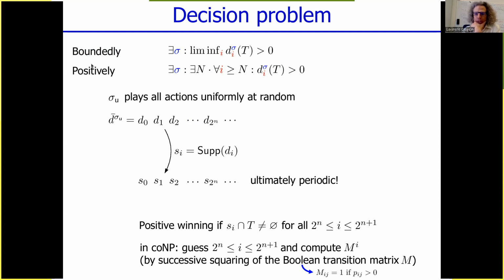Now, what about boundedly winning? Well, it's not very different, because the only thing we need is that the support intersects with T in an end component, because then we will be able to keep it there by the second phase of the strategy. And so we need to check the same condition as before, just intersected with the union of all end components, which also can be computed in polynomial time. So we also have a co-NP algorithm for this question.